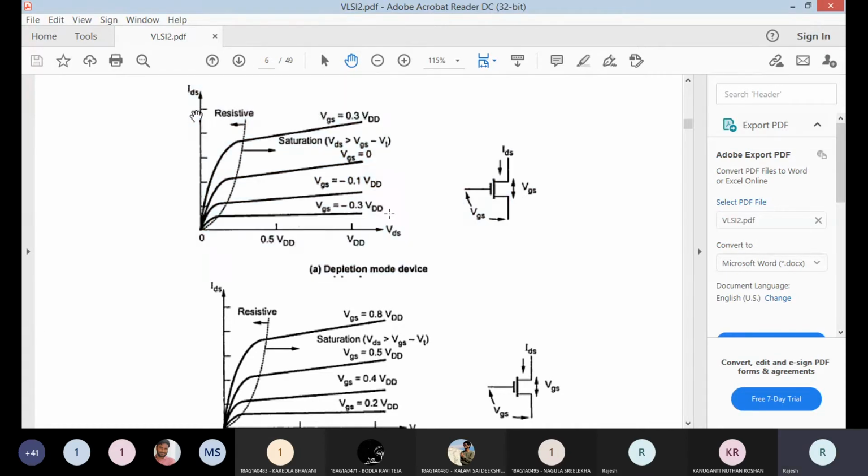Only thing is gate to source voltage is 0 volts and above, because threshold voltage VTH is 0 volts. Below that also, in negative voltage also, it will operate because there is an inbuilt channel.